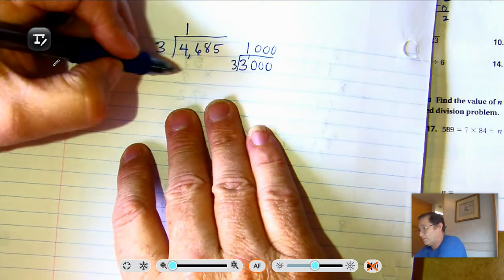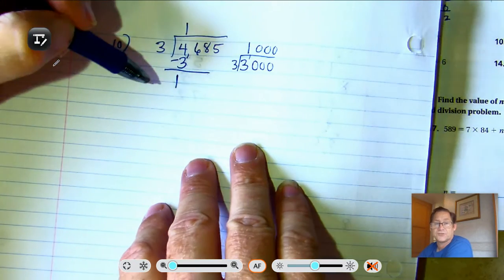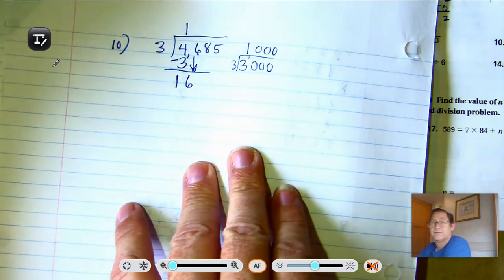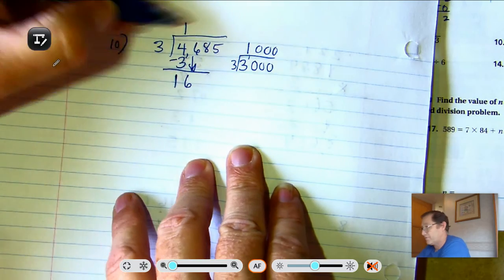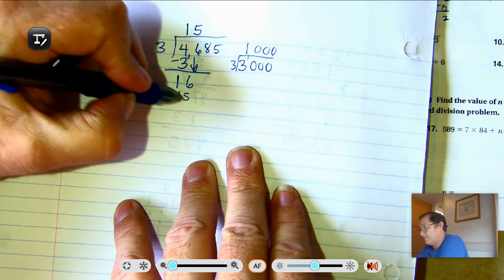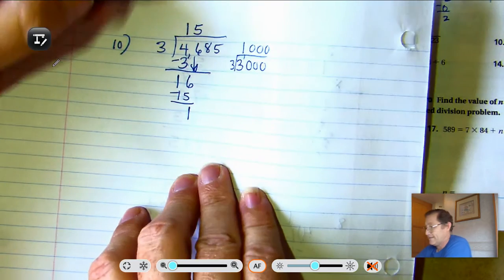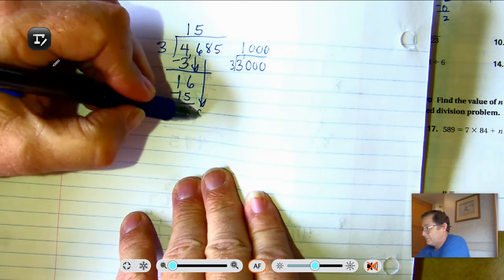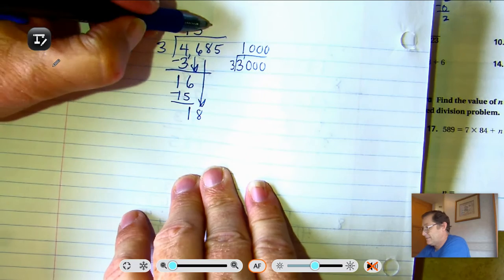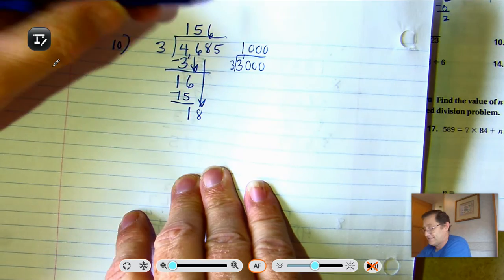Okay, so 3 times 1,000 is 3,000. Subtract, I'm left with 1,000. Let's trade that for 10 hundreds plus 6 hundreds. 16 hundreds, divide by 3. 3 times 5 hundreds, 15 hundreds. Leaves us 100. Trade that for 10 tens plus the 8 tens we already have. 18 tens divided by 3 is 6 tens.